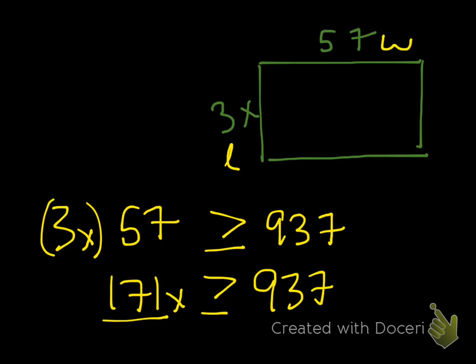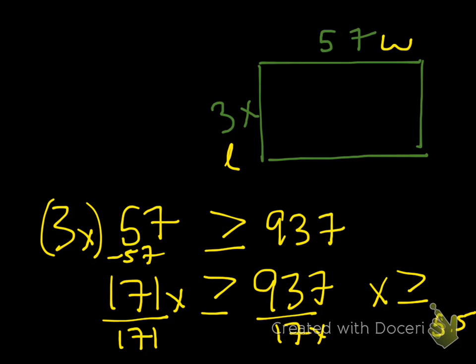And you're going to divide each side by 171. That leaves you with x is greater than or equal to approximately 5.5. Oops, you can't see my 5. 5.5. What a lot of you guys did is you subtracted 57. Okay, you can't subtract 57 if you're multiplying.